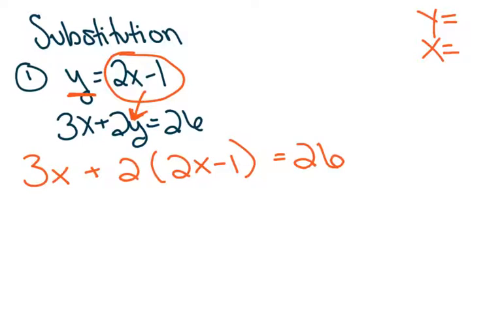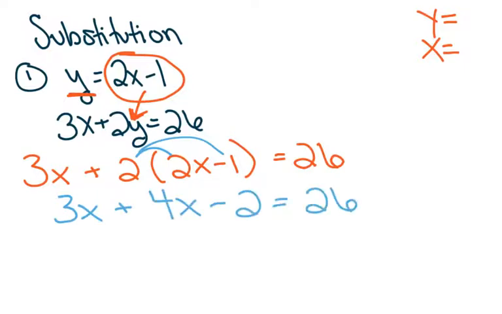So I'm going to go ahead and distribute. So now I'm at 3x plus 4x minus 2, all equals 26. I'm going to combine my x's, giving me 7x. I'm going to add the 2 over to the other side, giving me 28. Divide both sides by 7, and I get 4.